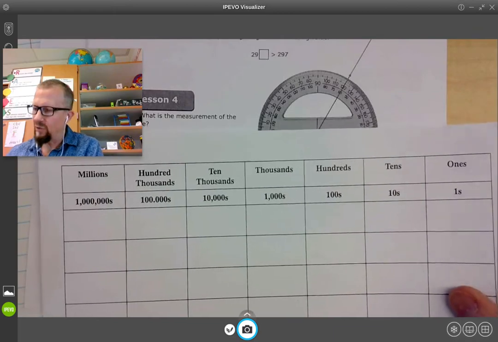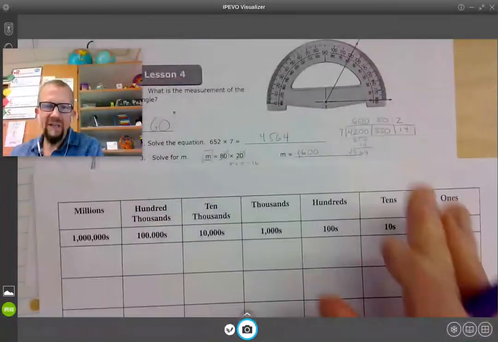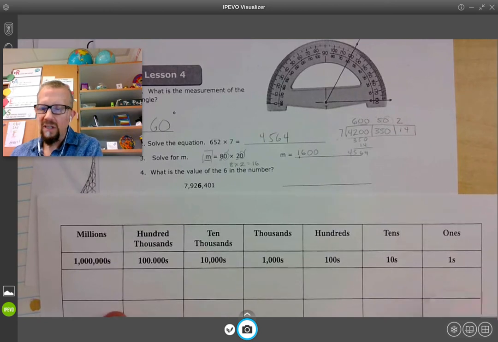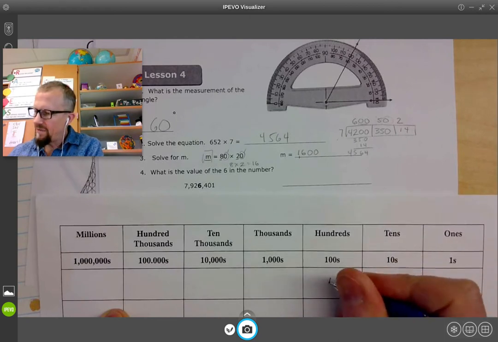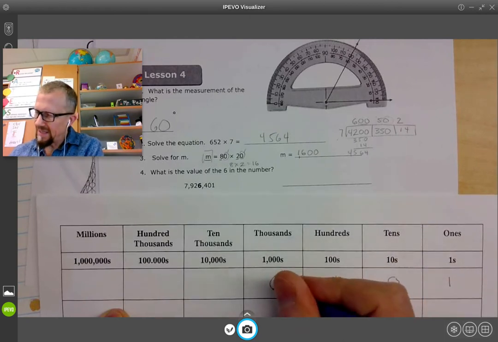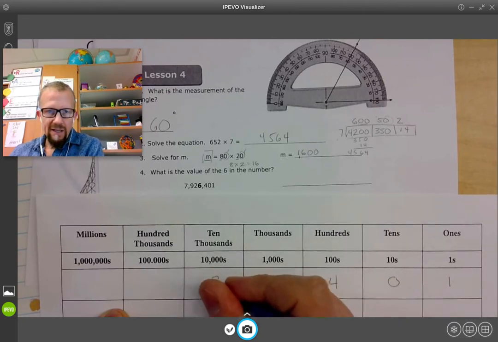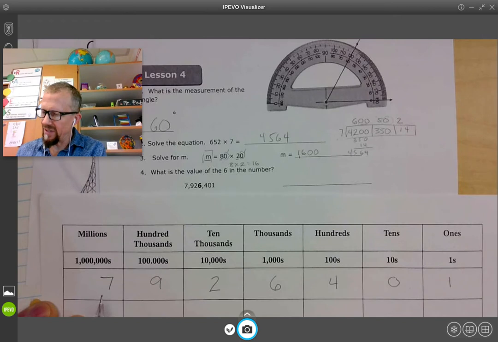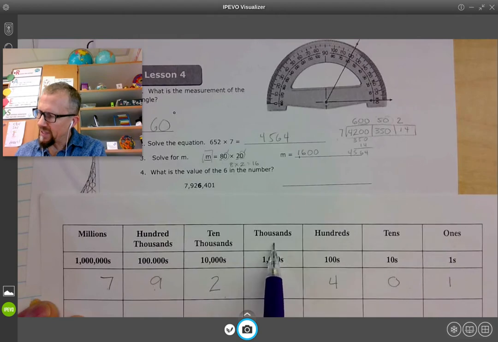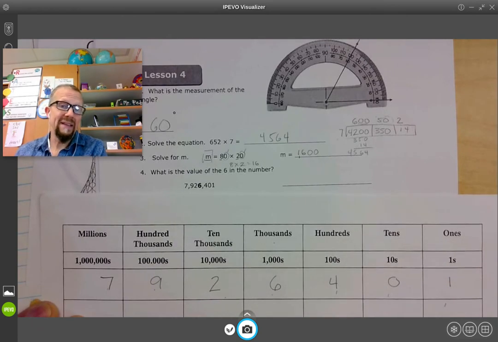The value of the 6 in this number, here's where it's nice to have a place value chart, and I happen to have one here. I'm going to write this whole number into the place value chart. So I've got a 1 in the ones place, a 0 in the tens place, a 4 in the hundreds place, a 6 in the thousands place, a 2 in the 10,000s, a 9 in the 100,000s, and a 7 in the millions. So this number is 7,926,401. It'd be worth saying that number because being able to say big numbers is important. So if you're not sure about that, rewind, listen to me say it again.